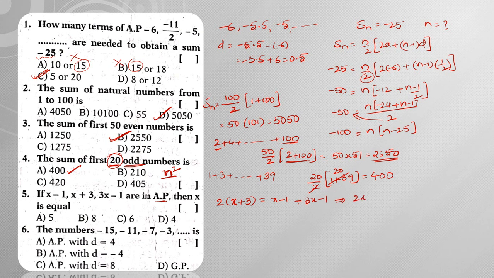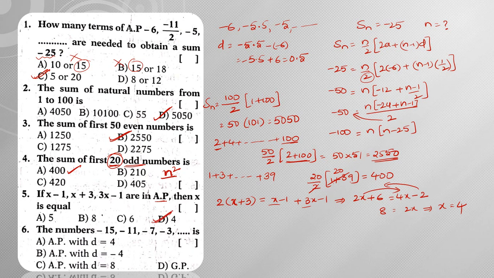So from this what I am going to get, 2x plus 6 is equal to x plus 3x, which is 4x, minus 1 is minus 2. So when I transpose this, 2x will become minus 2x, which gives me 2x. This minus 2 when I transpose becomes plus 2. So 6 plus 2 is 8. So x is equal to 8 by 2, which is equal to 4. Hence the answer is 4.